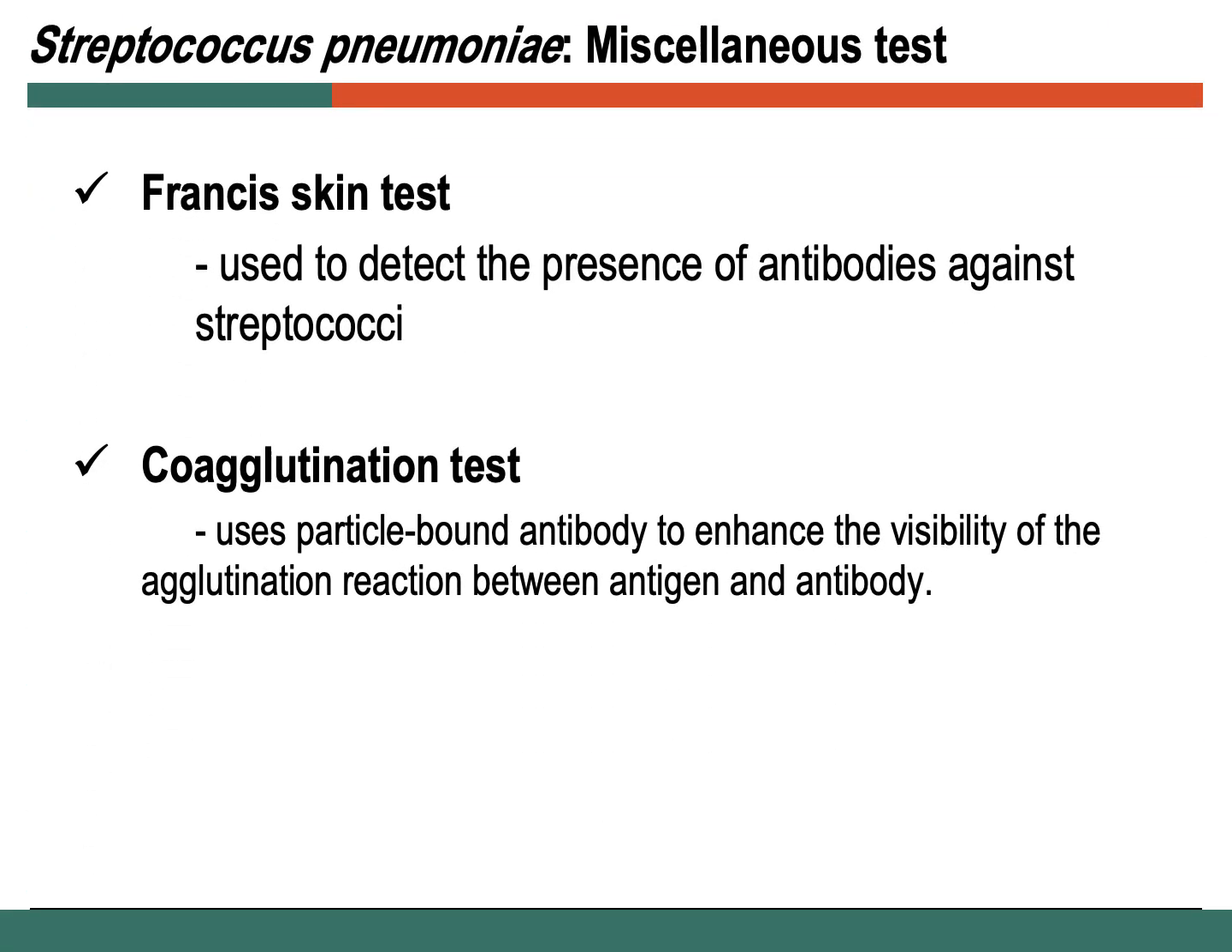Other miscellaneous tests include your Francis test, used to detect the presence of antibodies against streptococci. The Francis test is an example of delayed hypersensitivity tests, particularly a type 4 hypersensitivity reaction. So review your immunology. What are those delayed hypersensitivity reactions? Also, you have your coagglutination test, which uses particle-bound antibody to enhance visibility of the agglutination reaction between antigen and antibody testing.